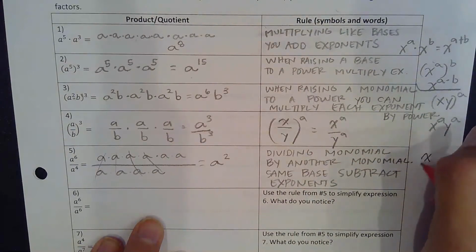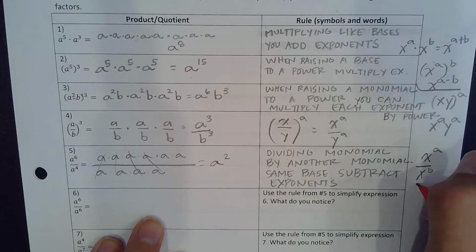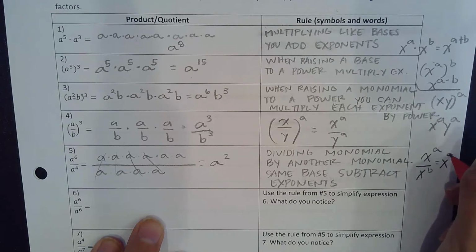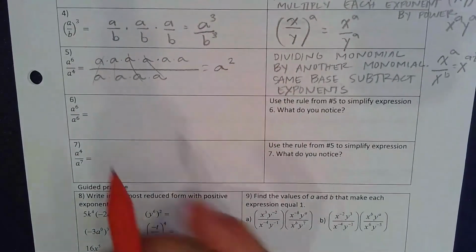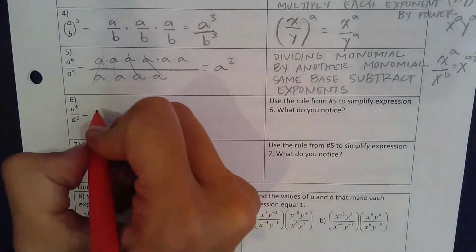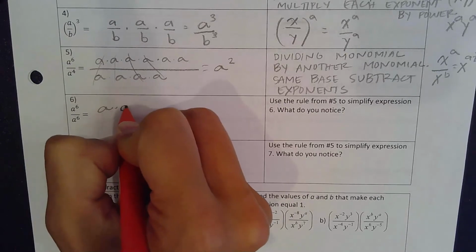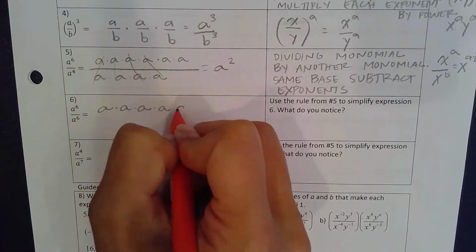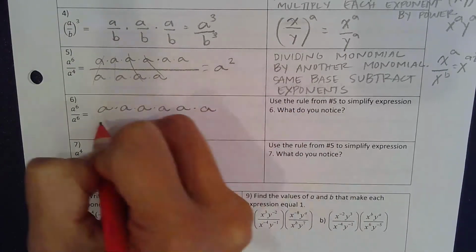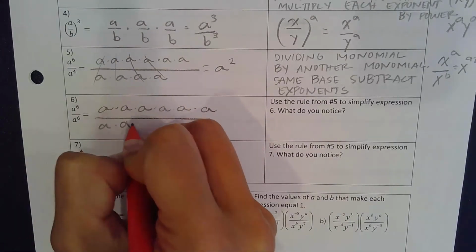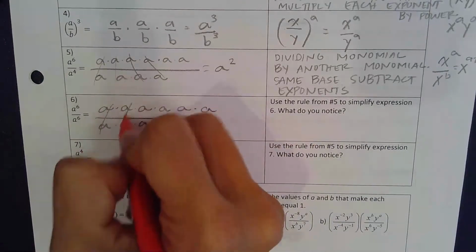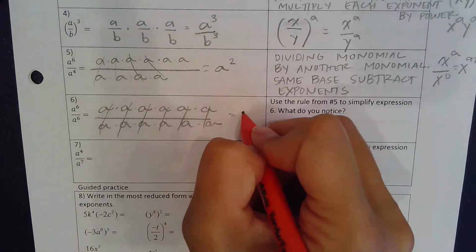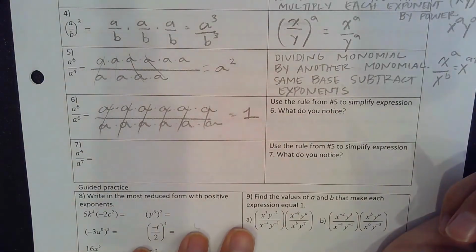So if I have x to the a over x to the b, that's going to turn into x to the a minus b. All right, let's look here. So a to the 6th over a to the 6th, so that's a times a times a times a times a times a over a times a times a times a times a times a. So what's going to happen to each one of those a's? You're just going to be left with 1.